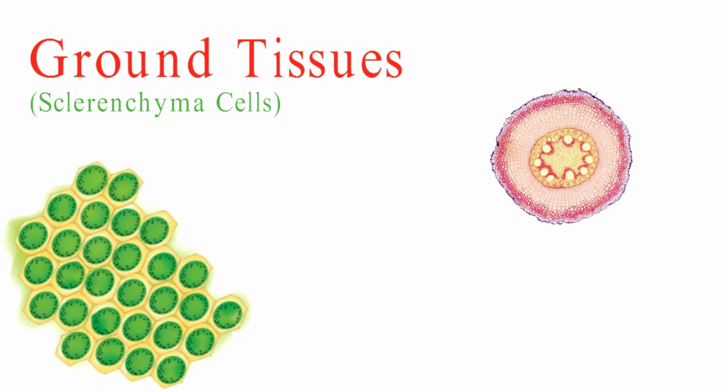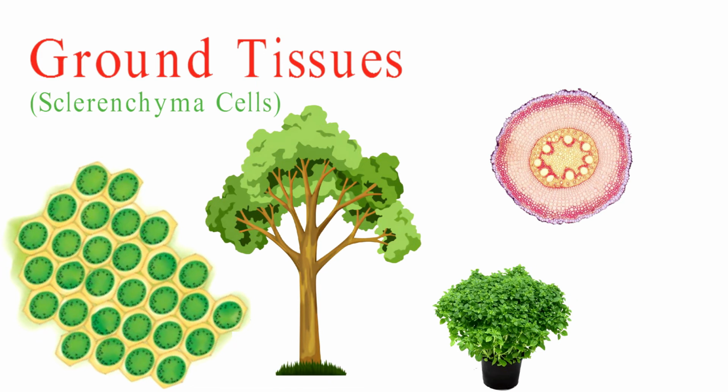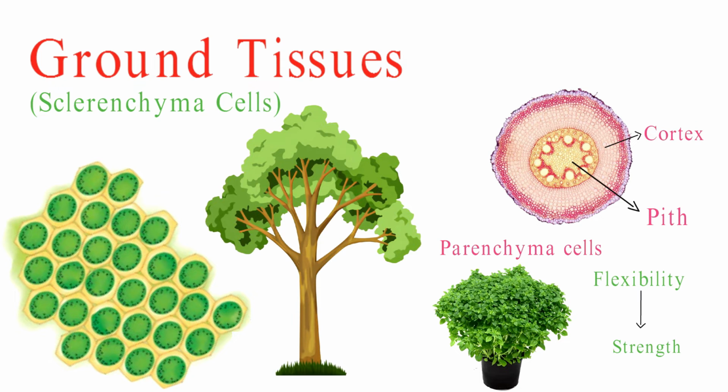Ground tissue is distributed throughout the plant body, but its composition and functions can change as the plant matures. That's why woody plants need more sclerenchyma cells than herbaceous plants. In herbaceous plants, you'll find more parenchyma cells, while woody plants have a mix of all three cell types, forming the pith and cortex. This change in composition supports their transition from flexibility to strength as they mature.